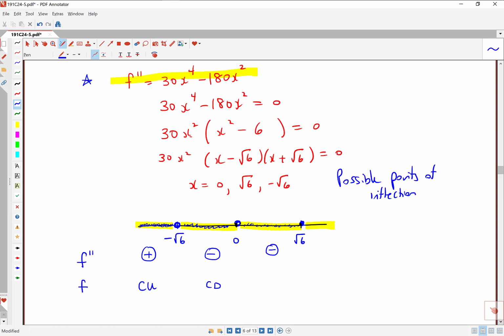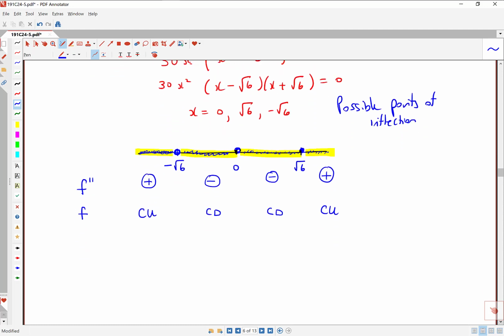Okay, so no matter what number between 0 and root 6 you choose, f double prime comes out to a negative number. That tells you that the function is concave down for all of those x values. And then one more little test here. Let's choose an x value that's bigger than root 6. So maybe you want to use 3 or 4 or something like that. Put that into f double prime, and that comes out to a positive number. So that tells us that our function is concave up for all of those x values.